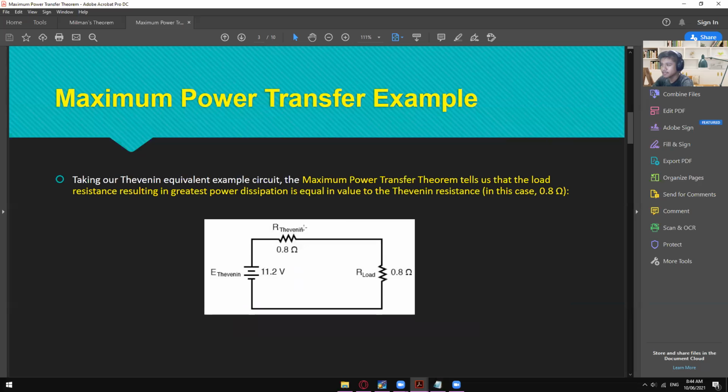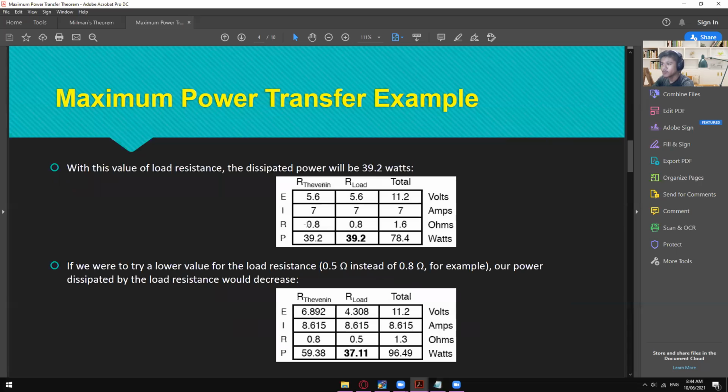As you guys can see right here, we have these values. We have this computation for 0.8 ohms for the R Thevenin and then R load. So you will get 39.2 watts of power that's being transferred from your source to your R load. However, if you decrease the R Thevenin from 0.8 to 0.5, you will see right here that you're now only getting 37.11 watts of power.